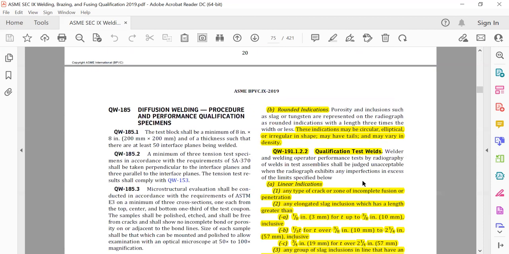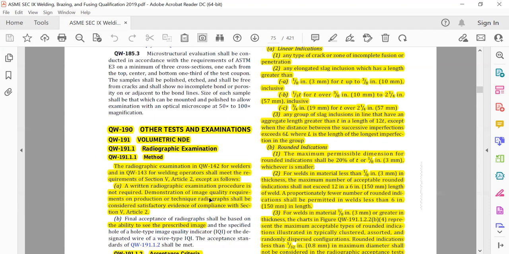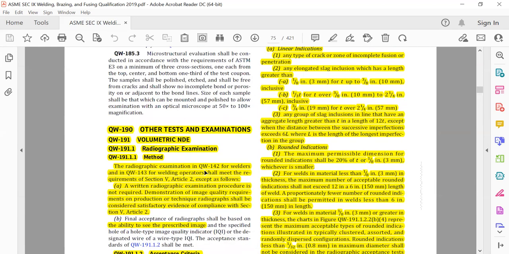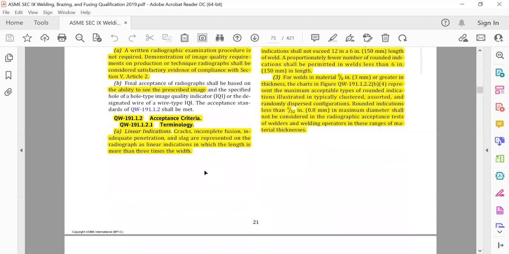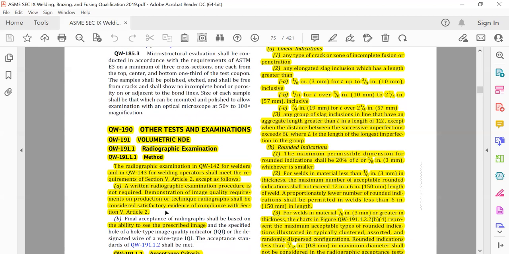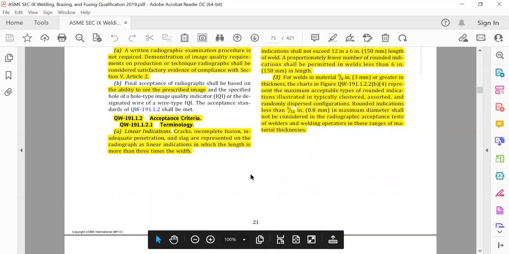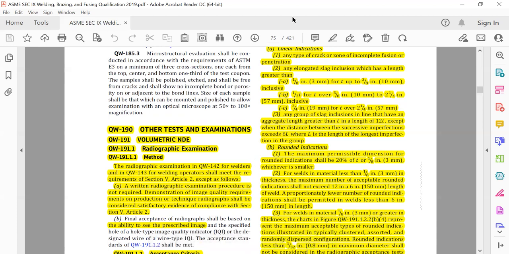Rounded indications. These indications may be circular, elliptical, irregular in shape, may have tails, may vary in density. Other test and examination, volumetric and radiography. Okay, we'll stop here. We'll go for these things in the next video.